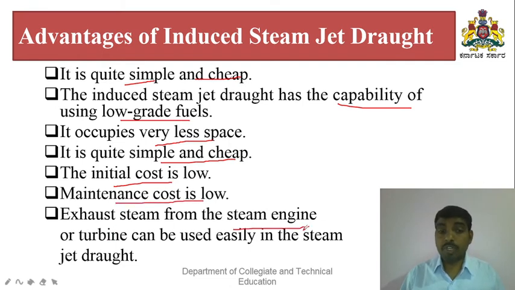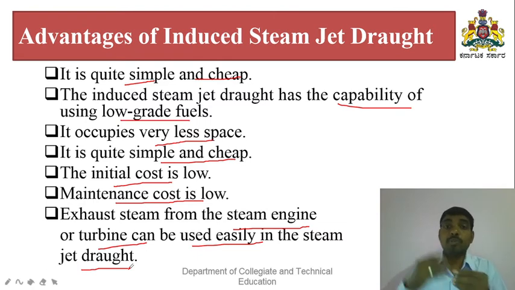Exhaust steam from the steam engine or turbine can be used easily in the steam jet draught. No additional devices are required for this draught system. Whatever steam is produced from the steam turbine can be used directly in the draught system. That is one major advantage of using the induced draught system.